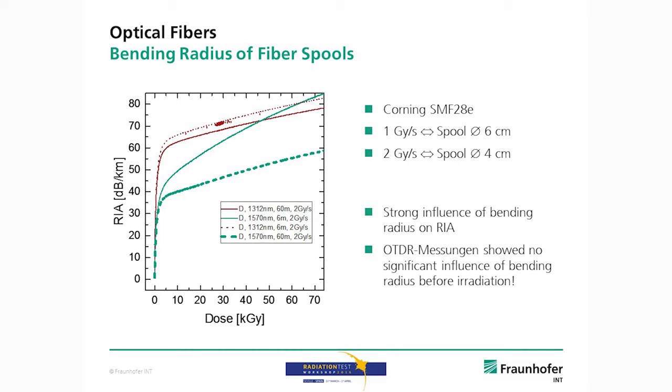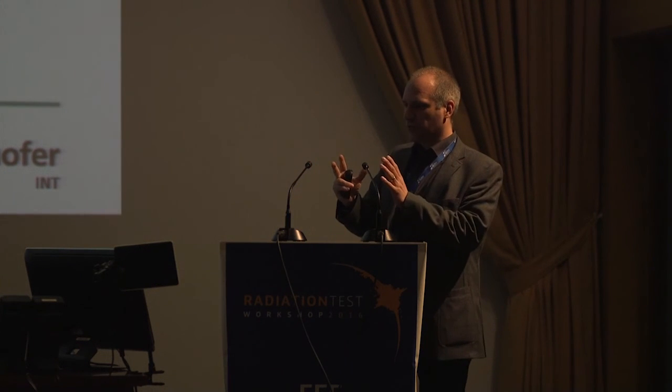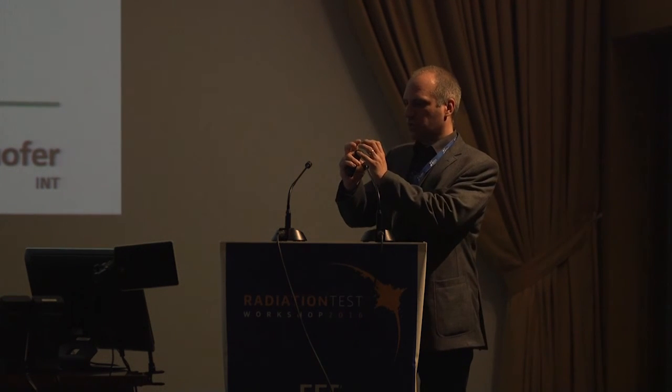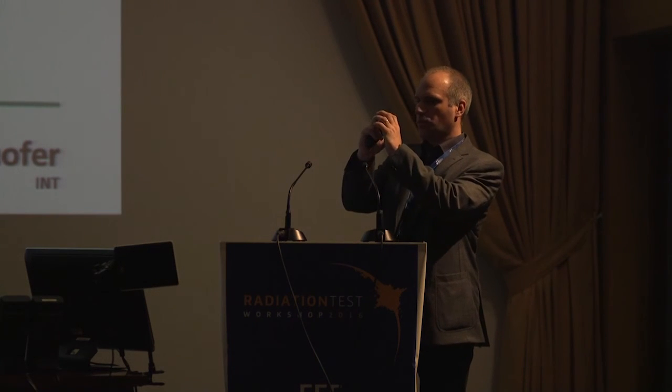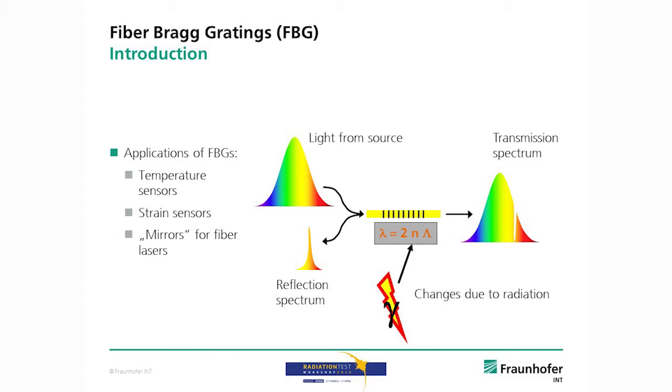Then one last effect I want to discuss is bending radius. If you want to go to very high dose rates, you have to get very close to the source, which means very small spools. And then you can see here for a 4 centimeter spool with different fiber lengths, you can see very different effects in the radiation-induced attenuation.